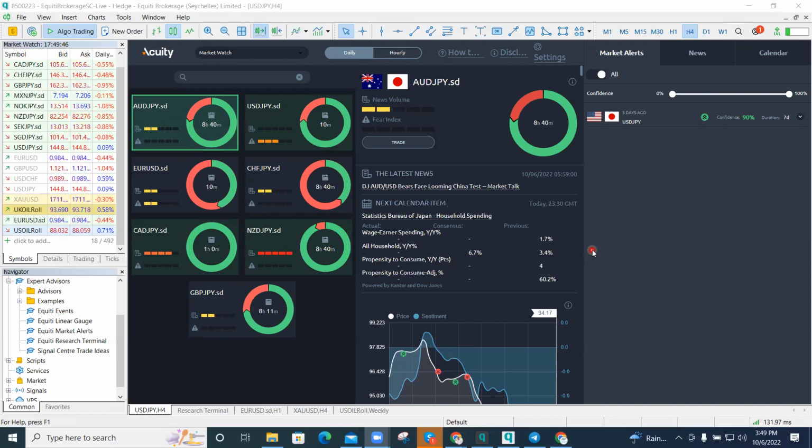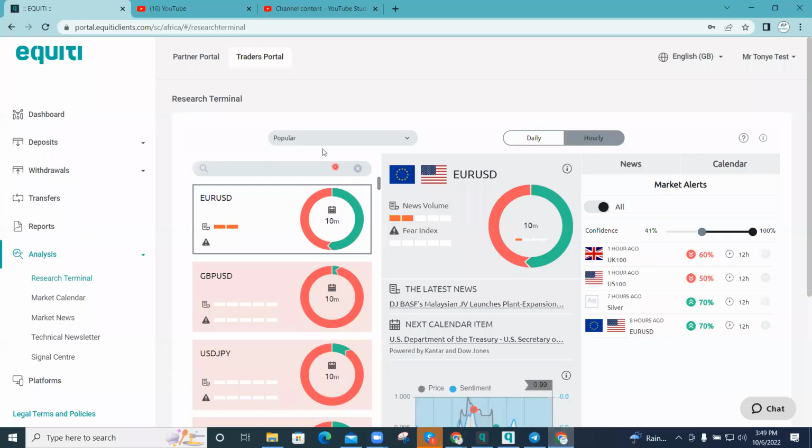When I say your client portal, you have to go back to your browser and log on to your client portal, www.equity.com/Africa. Once you sign in, you're also going to see the analysis tab. You can check previous videos on how to do that. Then of course you click on the research terminal, and we have this beautiful research terminal here.